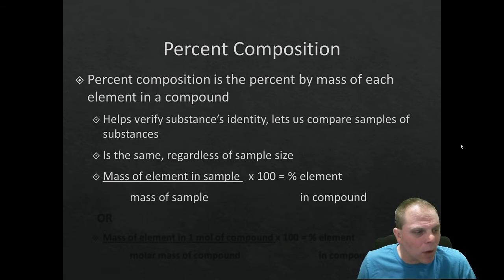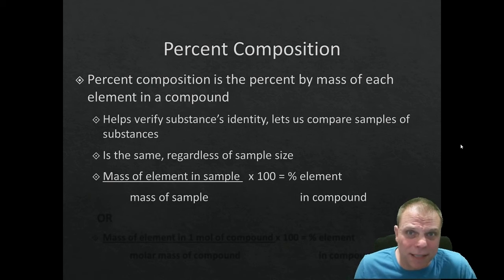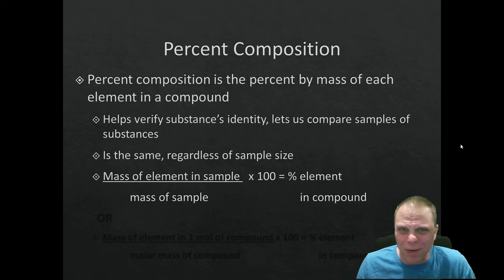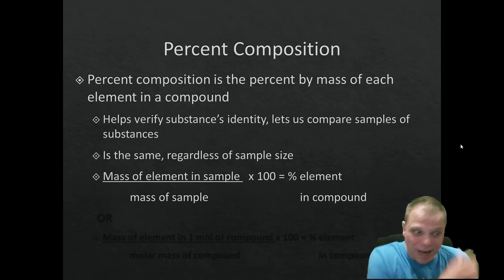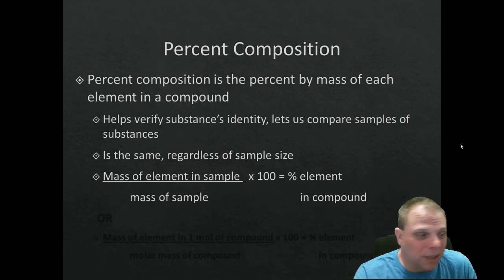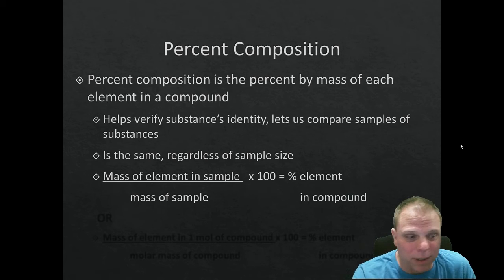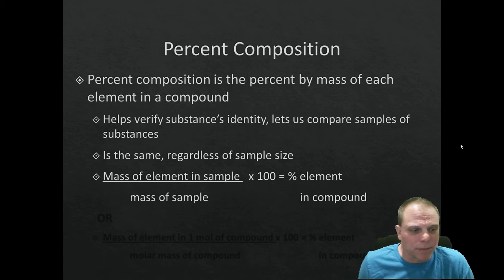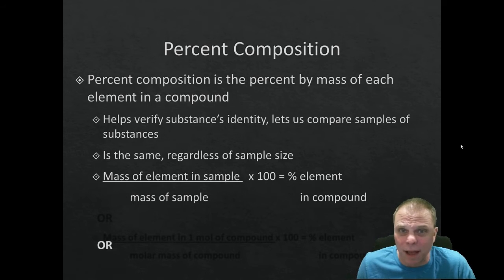Okay, so what's our formula? Well, we're going to take the mass of the element that's in the sample divided by the entire mass of the sample, multiplied by 100. Very much like we did with our quiz, right? We take the score we got on the quiz divided by the total possible points of the quiz and multiply it by 100. So it's the same thing here. The mass of the element in the sample divided by the mass of the sample times 100 gives you the percent of the element that's in that compound.